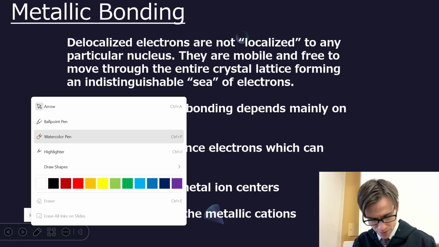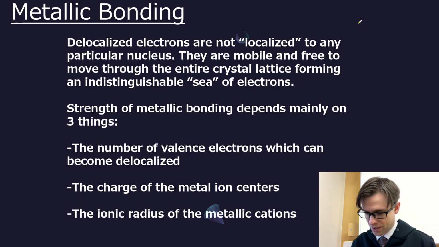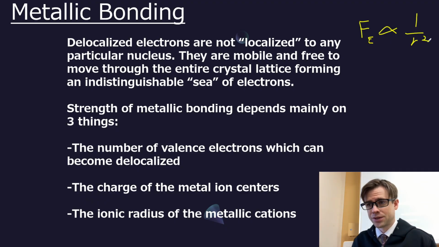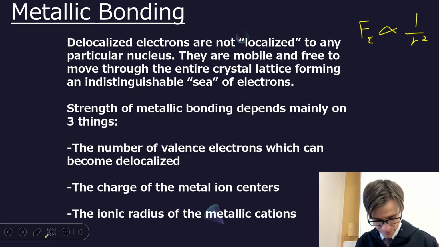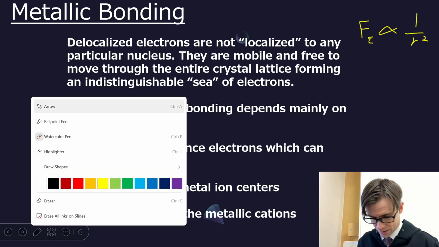You guys might remember I've introduced a proportionality here, which is that electrostatic force is proportional to 1 over r squared. So as you get larger radius, the electrons and the center of the nucleus have to get farther apart, and therefore the force decreases. So if the force decreases, the metallic bonding strength and the lattice strength also decrease.